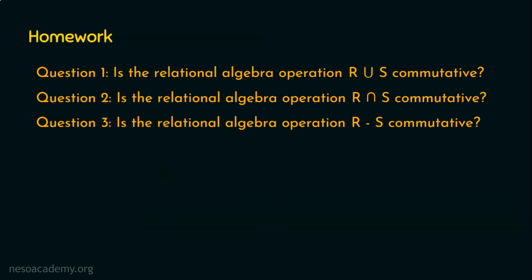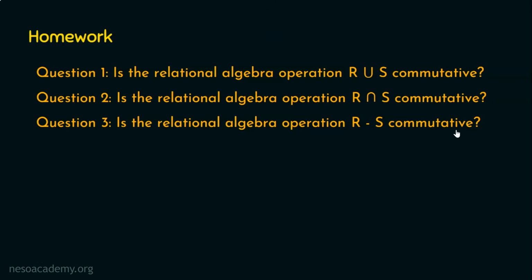Before we sign out, let's see the homework questions. We have 3 homework questions here. Question number 1: Is the relational algebra operation R union S commutative? Question number 2: Is the relational algebra operation R intersection S commutative? And question number 3: Is the relational algebra operation R minus S commutative? I request you to think about these questions and post your answers in the comment section.